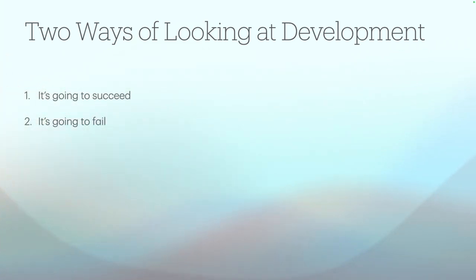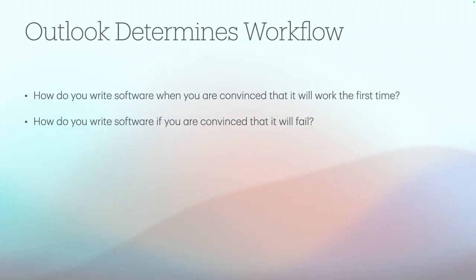Either we assume our code is going to succeed, or we assume it's going to fail. This basic outlook dramatically changes our approach to development and the processes we put in place. Your outlook determines your workflow. Consider these questions. How do you write software when you're convinced it will work the first time? And how do you write software if you're convinced it will fail? The answers to these questions shape everything about your development approach.